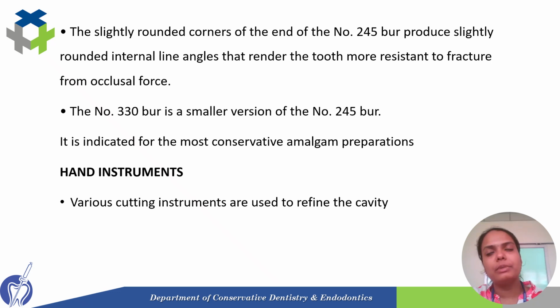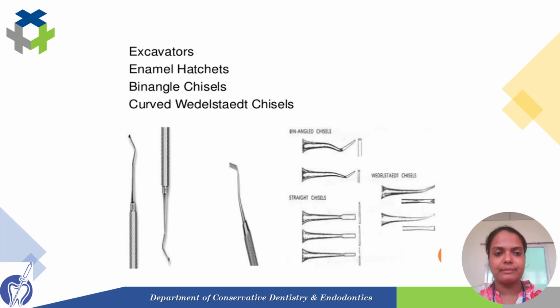The number 330 burr is used for a more conservative cavity preparation, and it is a smaller version of the number 245 burr. Now the various hand instruments that you can use are the hoes and the hatchets. Here you have hoes, hatchets, chisels, etc.